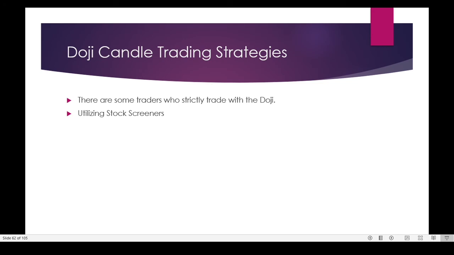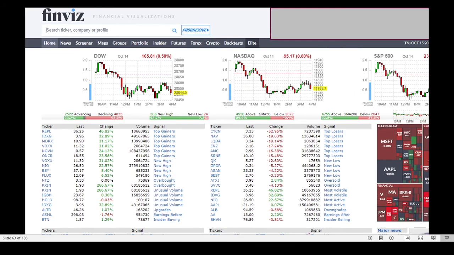Now, trading strategies. There are some traders who strictly trade doji candles. All right, and you can do this by just utilizing stock screeners. As for example, one popular site that's free to use is FinViz. You can use this to search for any type of specific stock information or stock identifier that you're looking for.